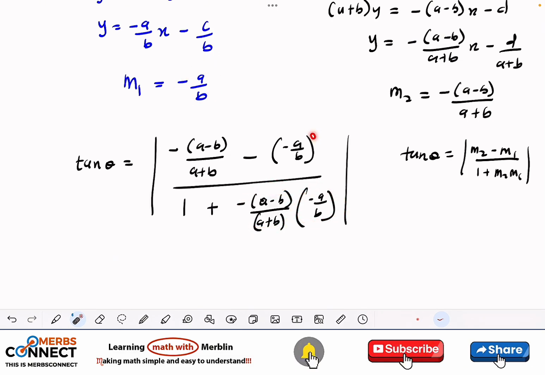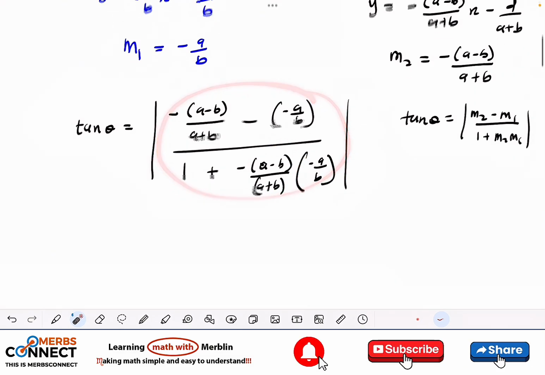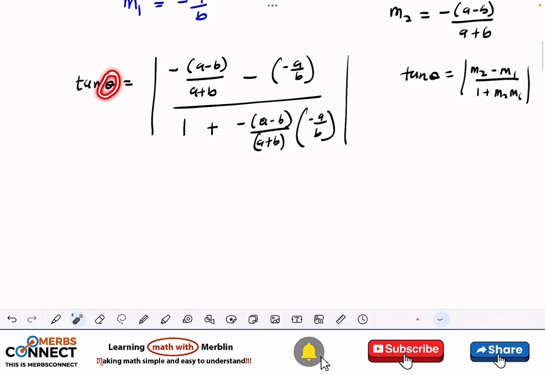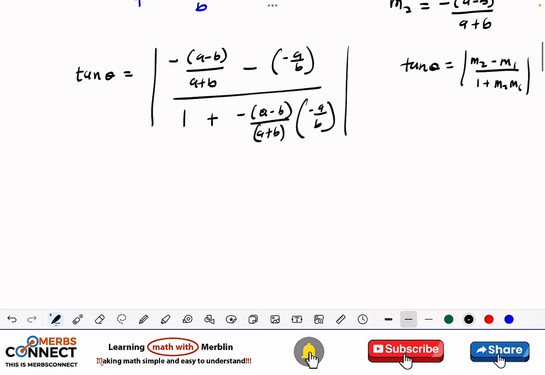So what we just need to do is simplify this and see what we are going to get. Then we can find theta. So this is going to give us something like this.